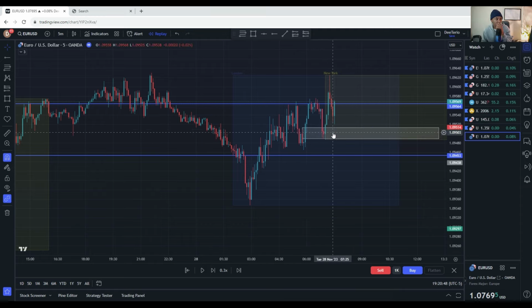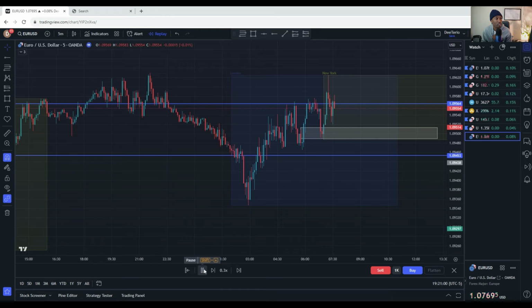But yeah, it's 7:30 here. I don't want to say we missed this trade because it really didn't come down and test our zone. Now, granted, it don't have to. The market ain't got to do nothing you want it to. But anyway, we're going to fast forward and see what it keeps doing.